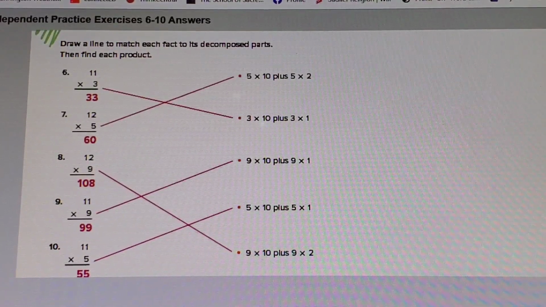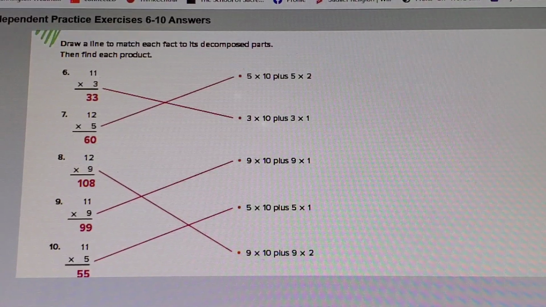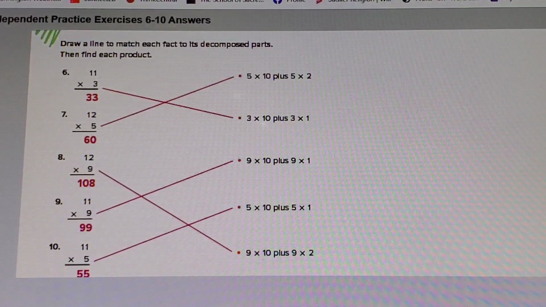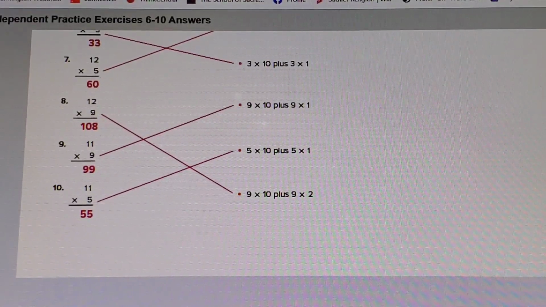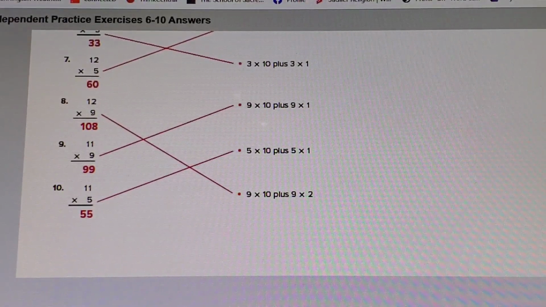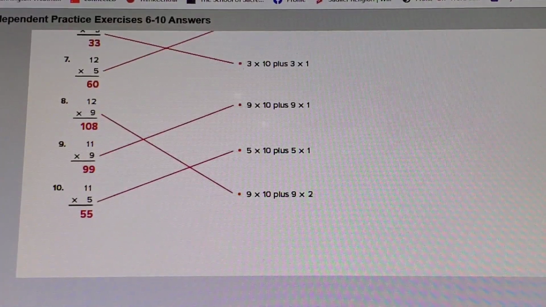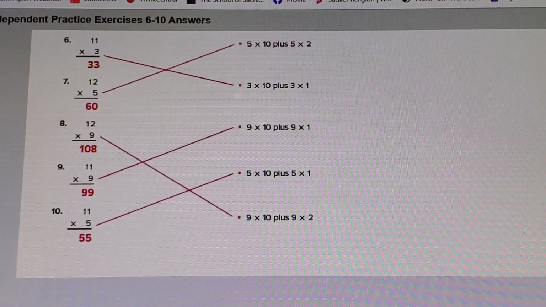And here are your answers. 11 times 3 is 33. 12 times 5 is 60. 12 times 9 is 108. 11 times 9 is 99. And 11 times 5 is 55.